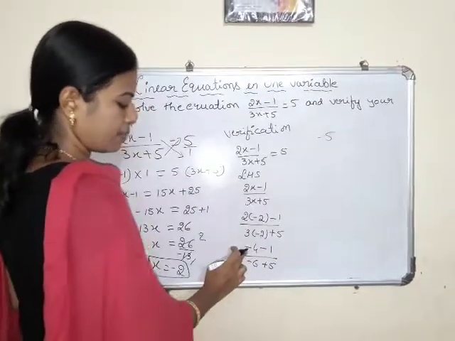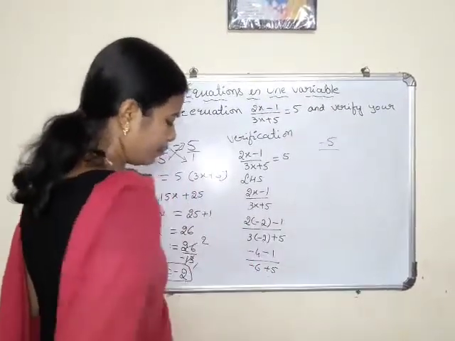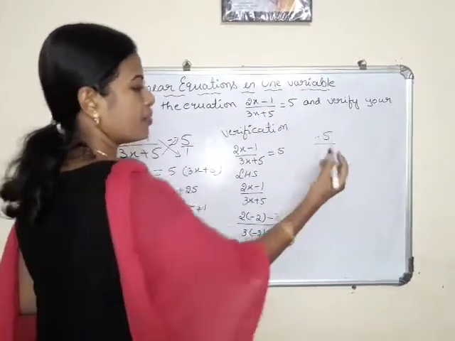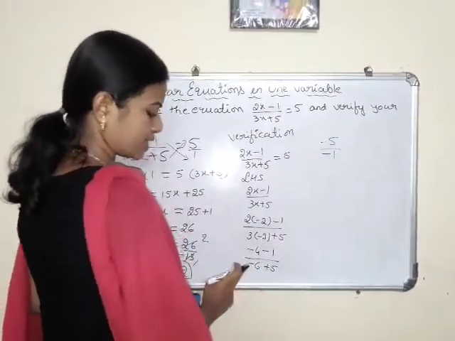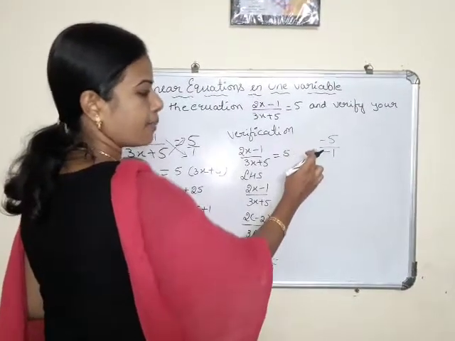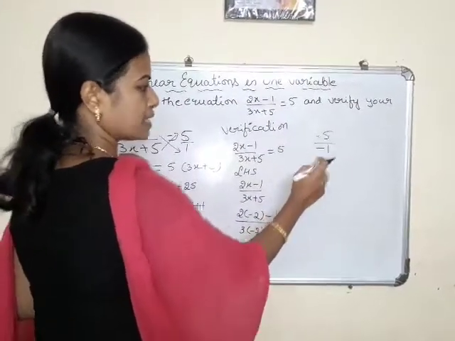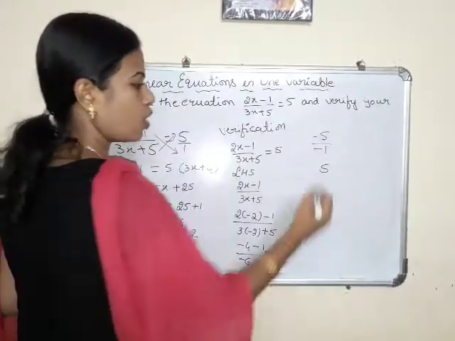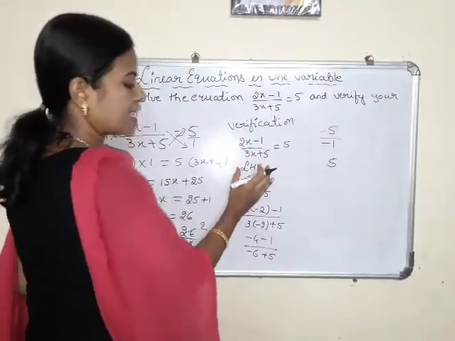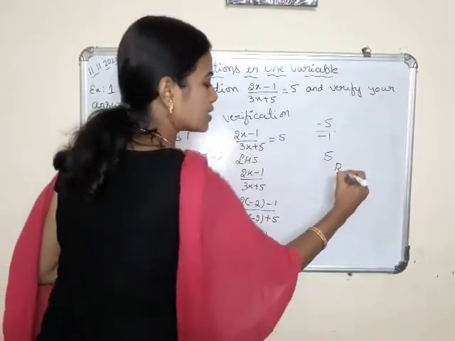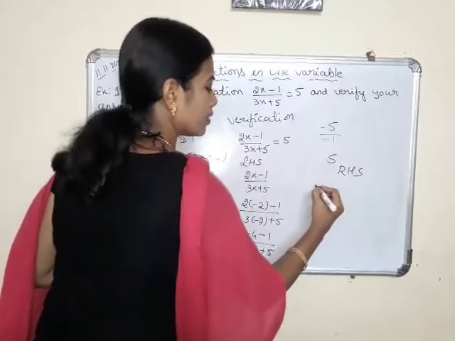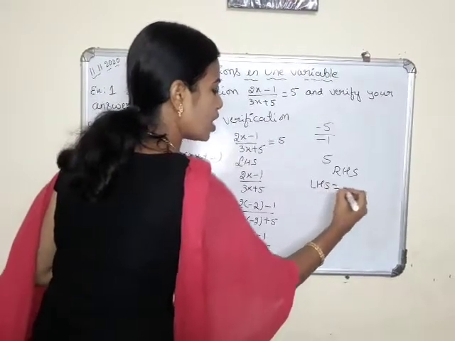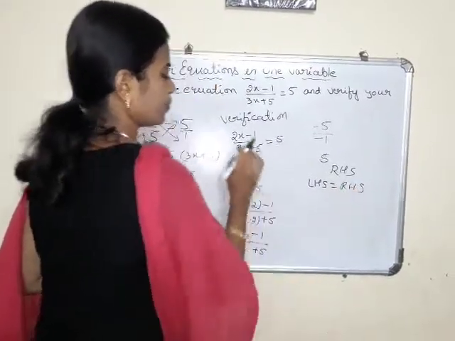The greater number sign is minus, so minus divided by minus is plus. Minus 6 plus 5 is minus 1, because the greater number sign is minus. Minus divided by minus is plus. 5 by 1 is 5 itself. So, by taking LHS, we proved RHS. Hence, verified. LHS and RHS, we got both the same.